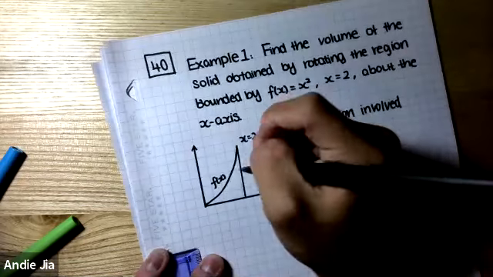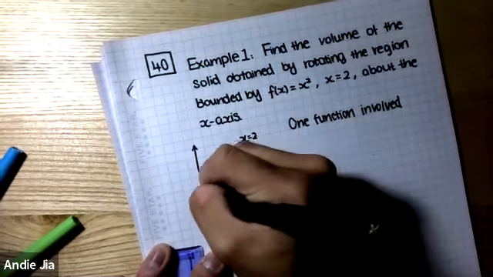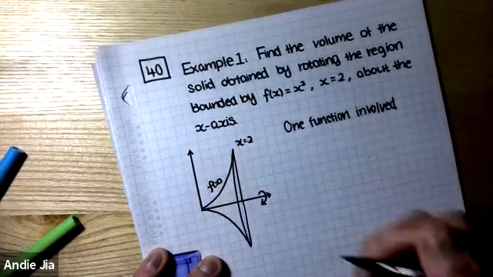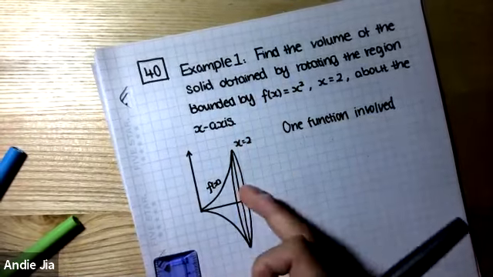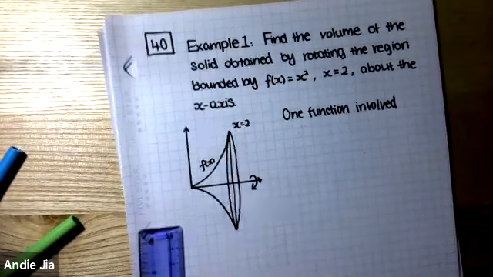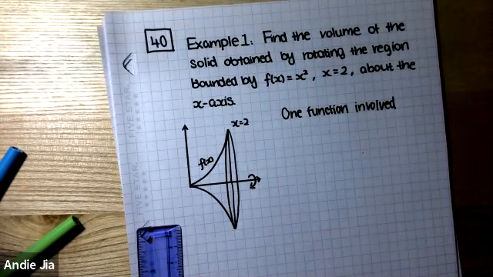Then we can do it, it is just like a washer. No, it's like a disk. This is like the shape. I tried my best, it's not super perfect. It's not made by a graphing calculator. It's not made by an online calculator.